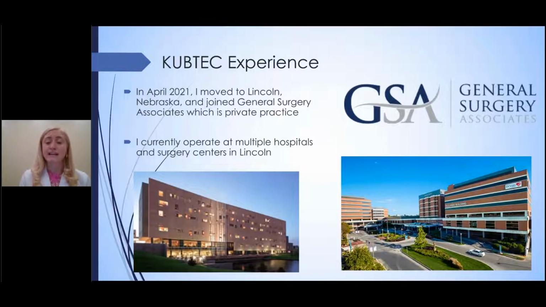My family and I decided that we needed to move from North Carolina to a different place, and there was a job opportunity in Lincoln, Nebraska, and they did not have a breast surgical oncologist in town. So it was a definite need, and it was exciting to come to this community to help really advance their breast care and help these women. So I joined General Surgery Associates, which is a private practice, here in April of 2021.